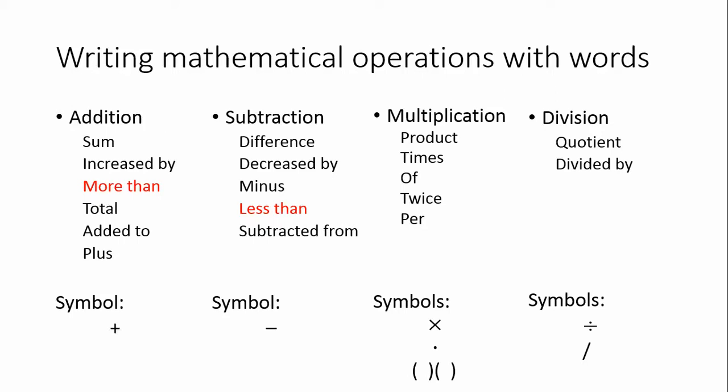For multiplication, we have product, times, of, twice, per, and we can use many different signs here for multiplication. We have the x, the dot, and parentheses. And when we're using variables, oftentimes multiplication won't have a symbol at all. For division, we have quotient and divided by, and we use the traditional division symbol or a fraction bar. That also indicates division.